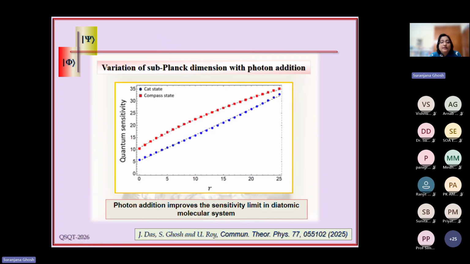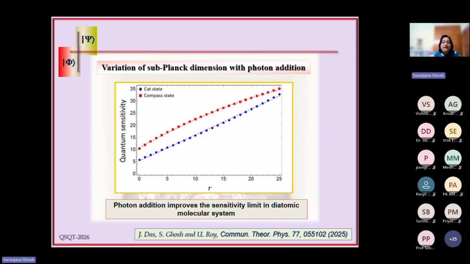And this is the variation. We check the quantum sensitivity for CAT state and compass state with the photon addition. If we increase the number of photons, for the CAT states the sensitivity will increase. Similarly, for the compass state also, the sensitivity is increasing.